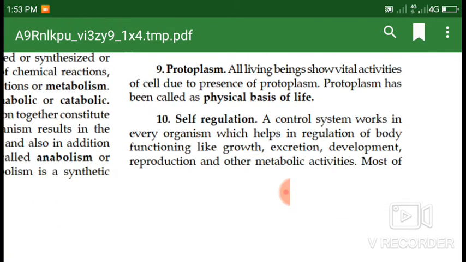Then the protoplasm. All living beings show the vital activities of the cell due to the presence of protoplasm. Protoplasm has been called the physical basis of life.